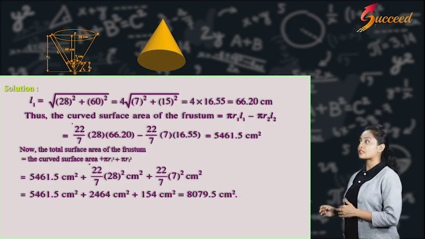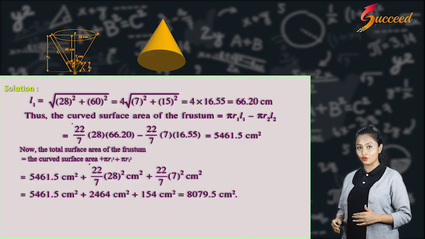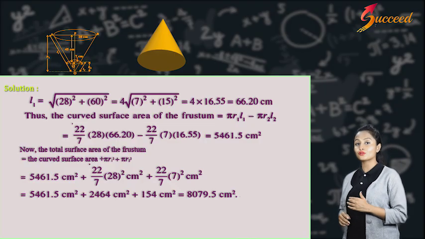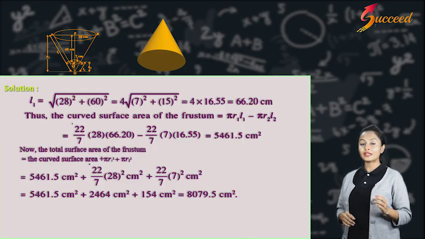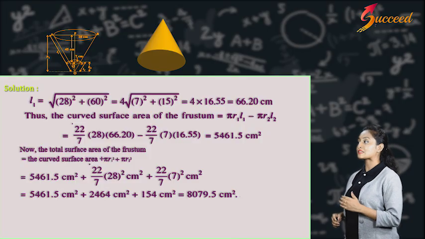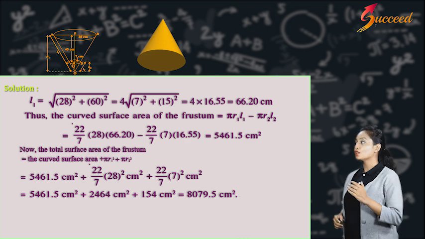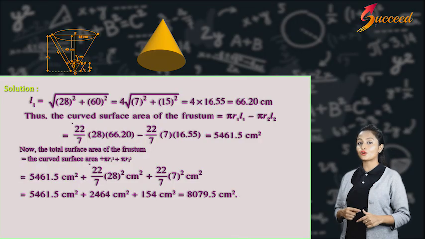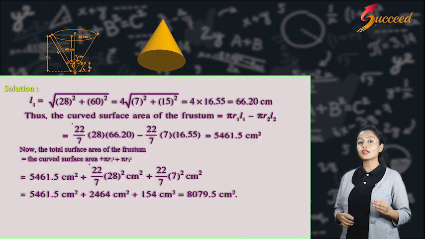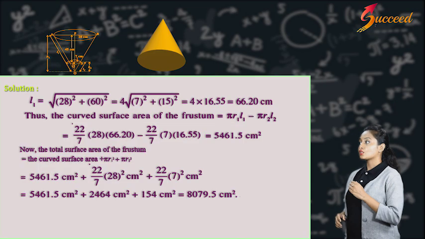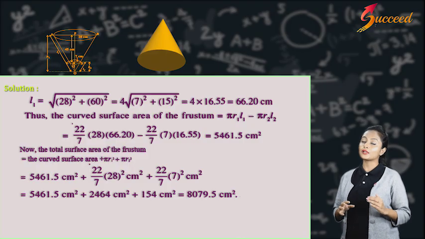Thus, the curved surface area of the frustum can be given by the formula pi r1 into L1 minus pi r2 into L2, which is equal to pi, the value of pi is 22 by 7. So, substitute that here, you get 22 by 7 into 28 into 66.20 minus 22 by 7 into 7 into 16.55, which on calculating will give us 5461.5 centimeter square.